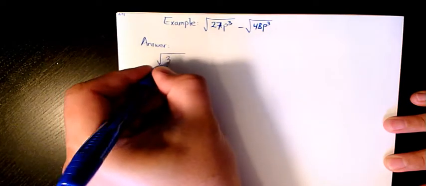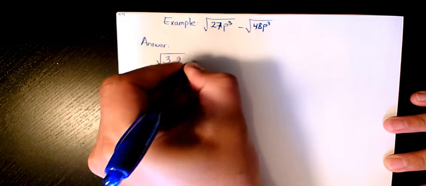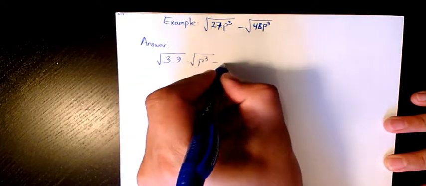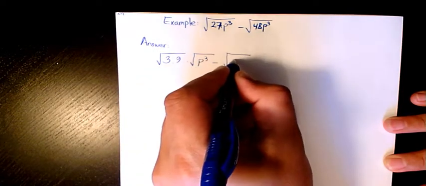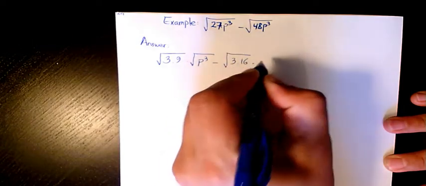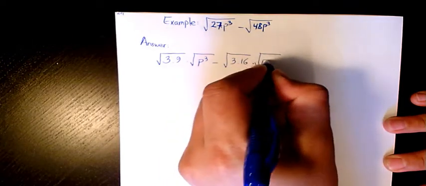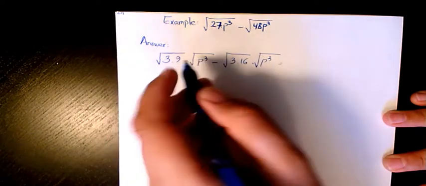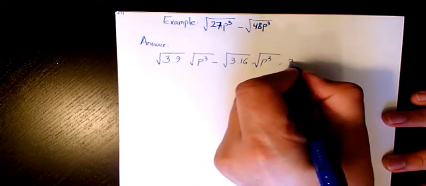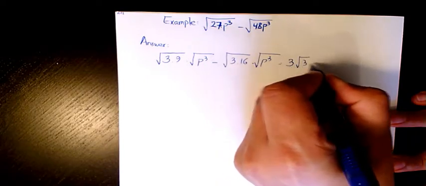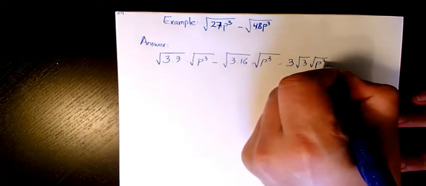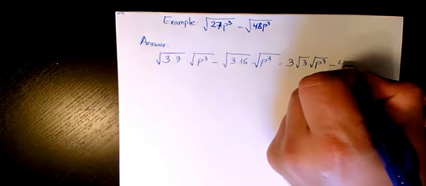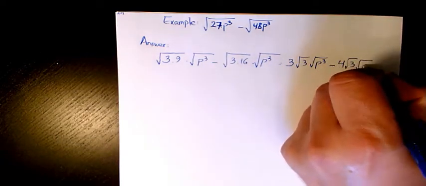27 is 3 times 9, then p cubed minus 48 is 3 times 16 p cubed. Then 9 is 3 squared, so square root of 3 squared is going to be just 3 root p cubed minus square root of 16 is 4, so it's going to be 4 root 3 p cubed.